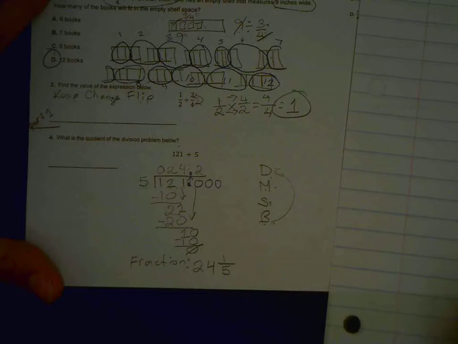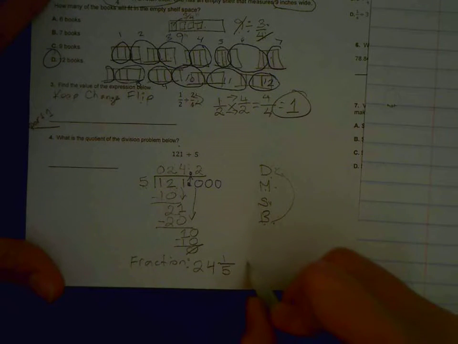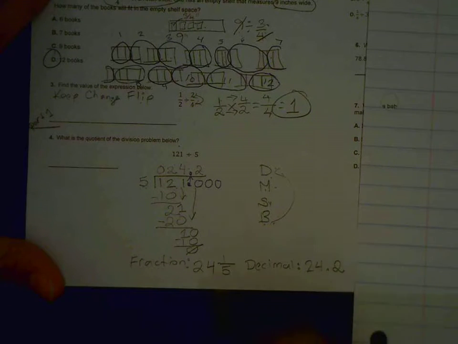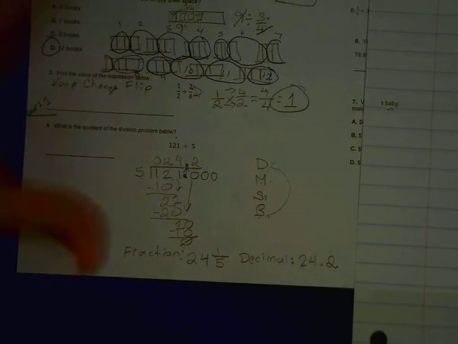So my fraction is 24 and 1/5. We can have our decimal of 24.2. If you made this into a fraction, it would be the same, 24 and 1/5. So either answer will suffice.